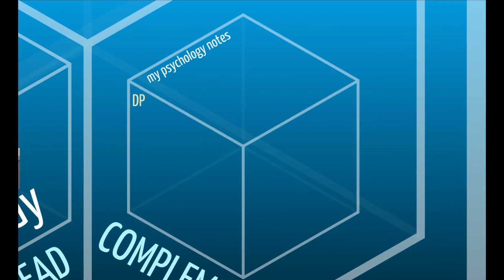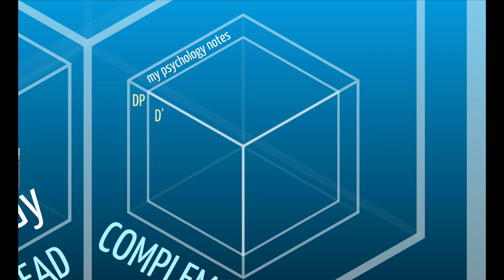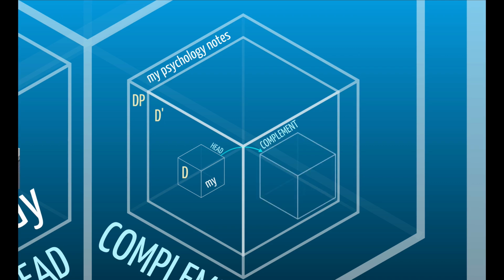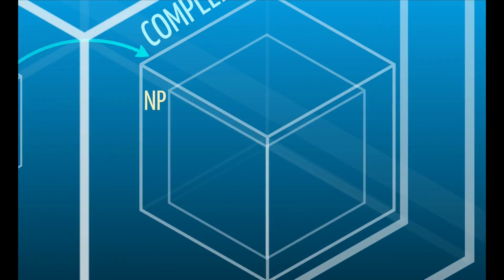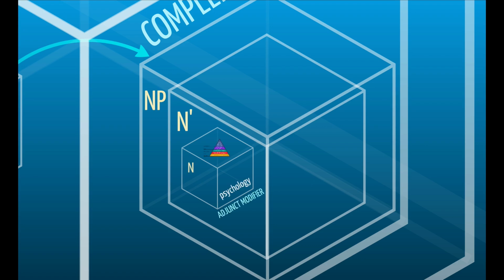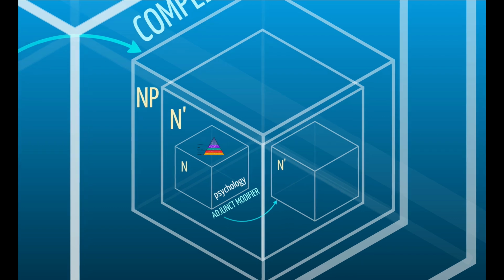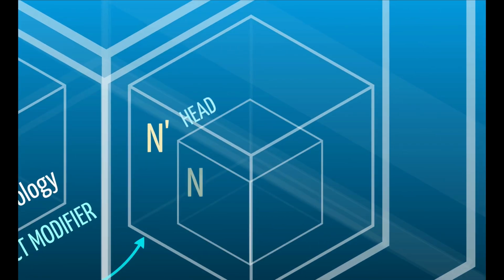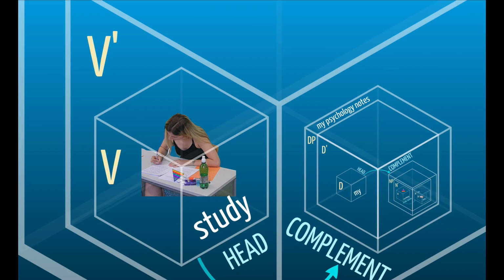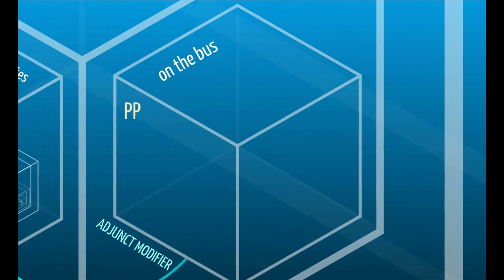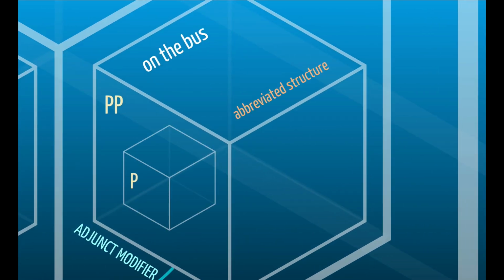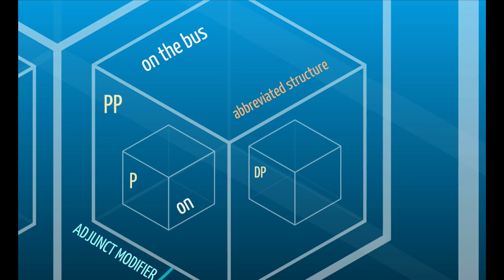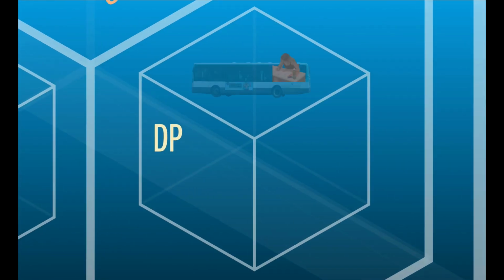This DP has the possessive determiner my as its head and the NP complement of my. This NP contains the noun psychology, functioning as an adjunct modifier of the N-bar container for the head of this NP, which is the noun notes. The PP modifier on the bus has the typical structure of a PP, with a P head and a DP complement. Some of the details of that structure are omitted here for the sake of brevity.